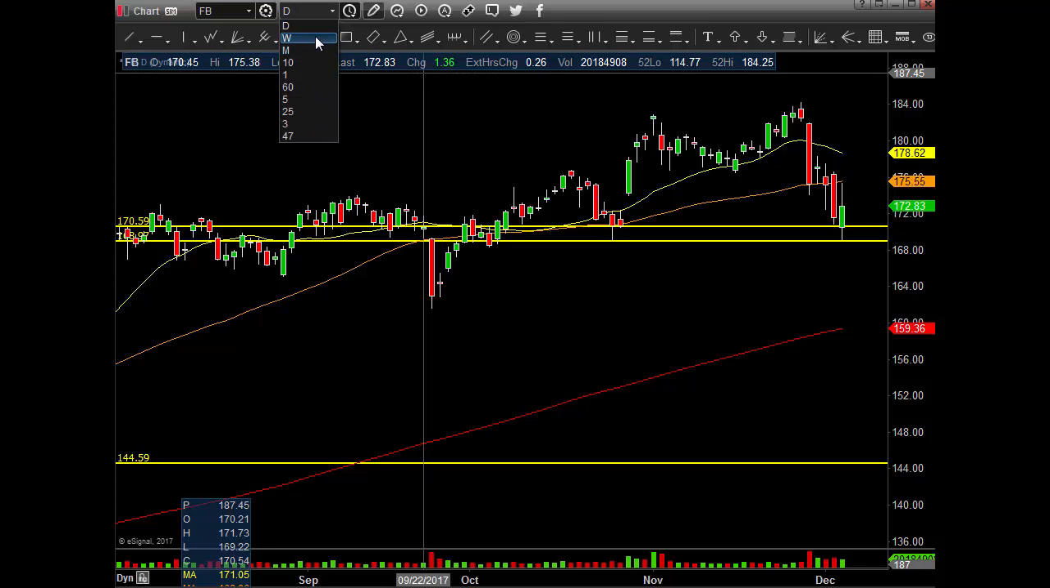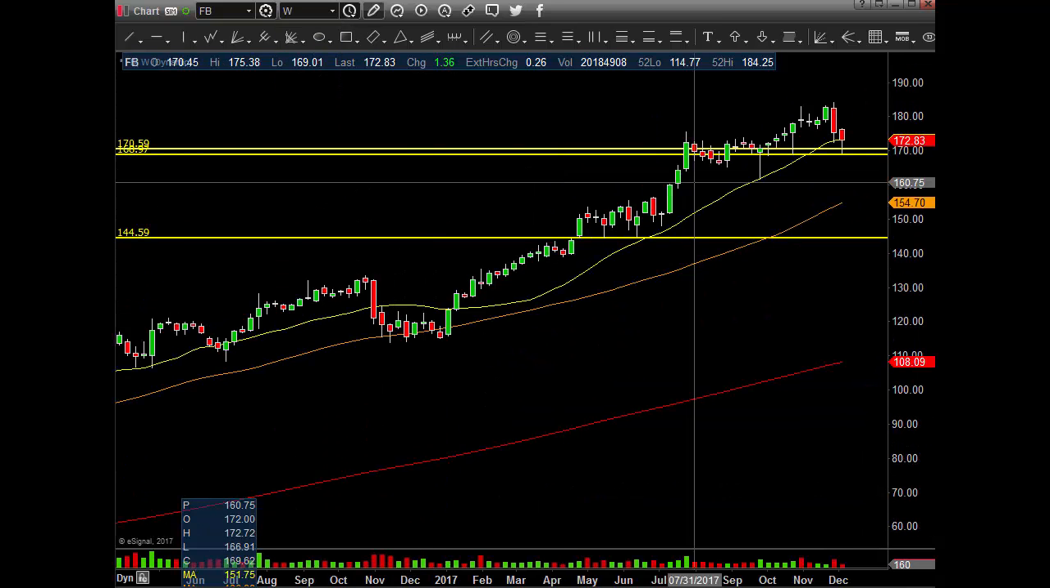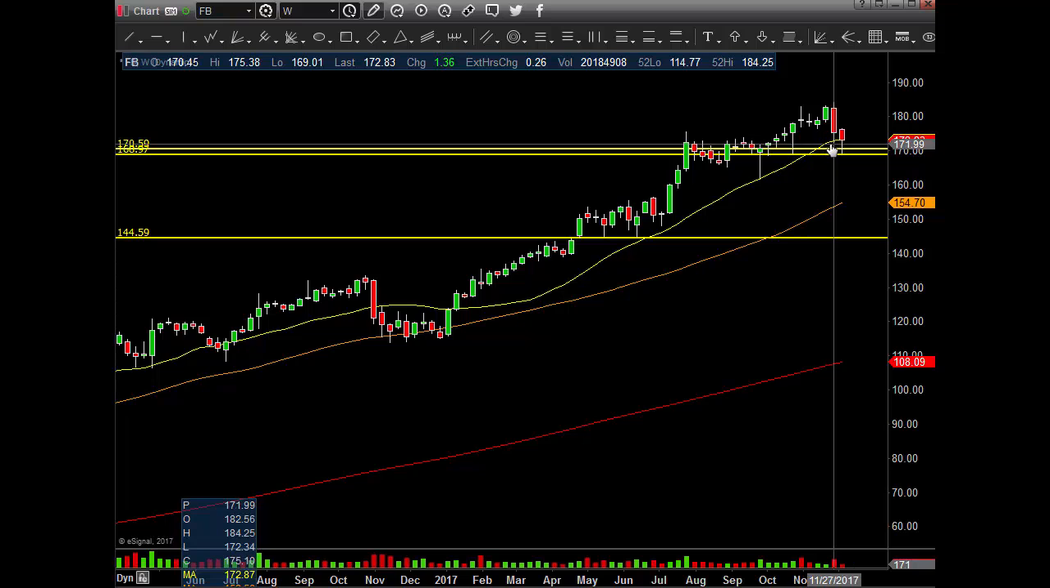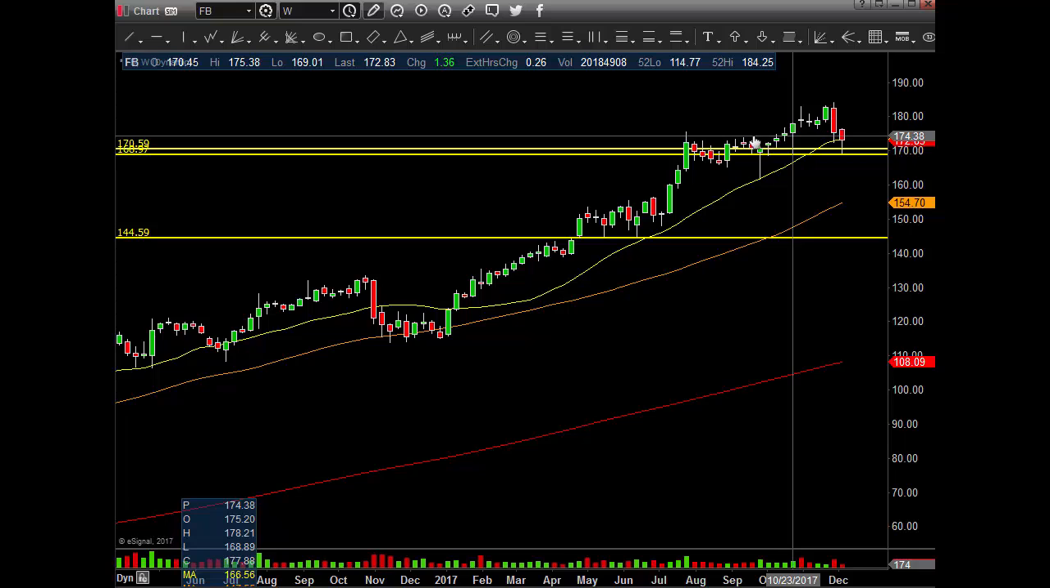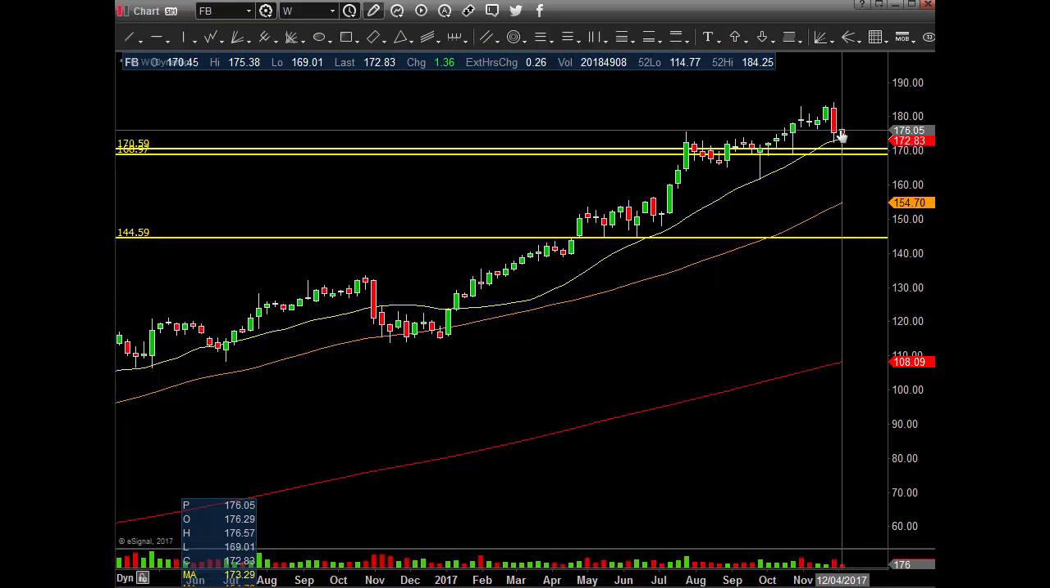But let's go to the weekly. Let's see what's going on with that. Yeah, the weekly. Okay, we're trying to hold on to the 20 MA. That's what I was looking at. But look at all this support down in here too with these double bottoms. So a lot of support.